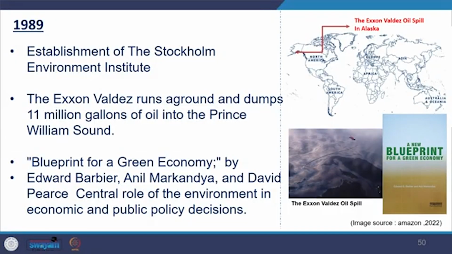So in 1989, we see the formation of the Stockholm Environment Institute to carry out global and regional environmental research. Side by side, we also see the Exxon Valdez incident, which dumped 11 million gallons of oil into Prince William Sound. So we see environmental pollution happening with the activity here. So that also took place.